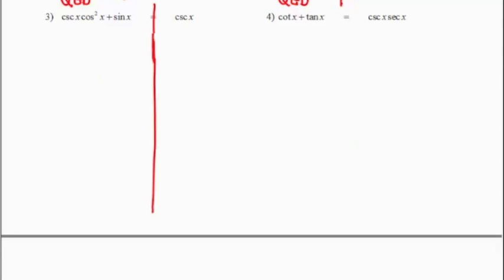Okay, let's look at a question that's a little more challenging now with number 3. Again, the first idea I would suggest is, if you see cosecant, let's go ahead and plug in 1 over sine of x, and that's times cosine of x plus sine of x.